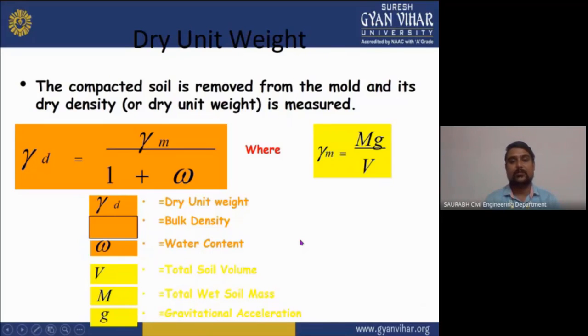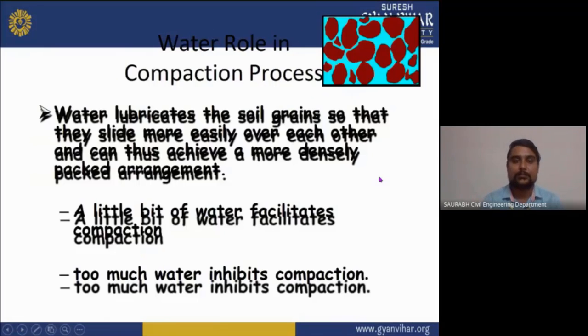The compacted soil is removed from the mold and its dry density, also known as dry unit weight, is measured by γd = mg / (v(1 + w)), where γd is the dry unit weight, w is the water content, v is the total volume of soil, m is the total mass of the wet soil, and g is the gravitational acceleration. As you can see here, by mg upon v, we have to put the data in this formula, and we will get the dry unit weight of that soil.